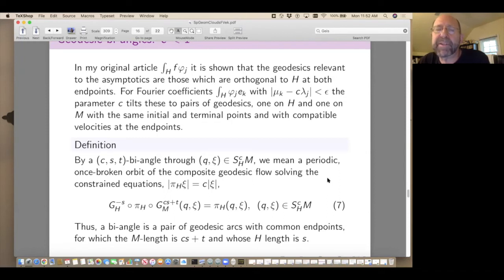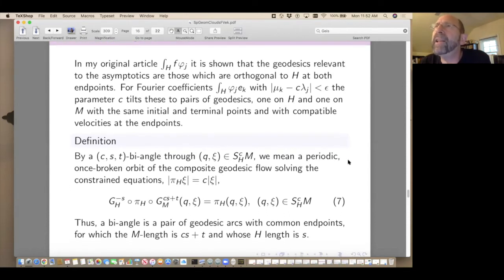And that's what this number c is. It's not exactly the angle or cosine of the angle, but it's sort of like the cosine of the angle. So the c here represents that the geodesics are now making an angle with respect to H. They're not tangent to it. That would be c equals 1, you're tangent to H. When c equals 0, you're normal to H. And if c is between 0 and 1, the geodesics which contribute to this problem, the asymptotics, are making an angle like cosine of the angle is c with respect to H.